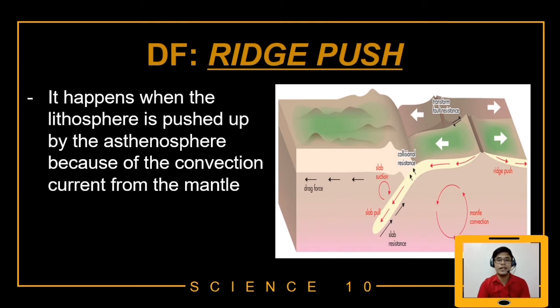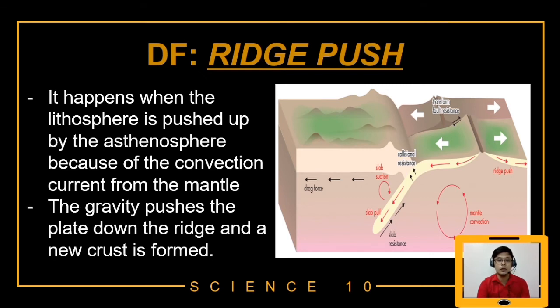Next is the ridge push. So ridge push is located here. So it happens when the lithosphere is pushed up by the asthenosphere because of the convection current from the mantle, and that is also because of the gravity. So the gravity pushes the plate down the ridge and a new crust is formed.